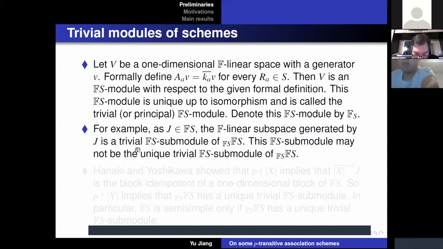For example, we know that in this algebra, the F-linear subspace generated by the all-one matrix is a trivial FS-submodule of the regular FS-module. This FS-submodule may not be the unique trivial FS-submodule in the regular FS-module. But at least we have one, though it may not be unique.